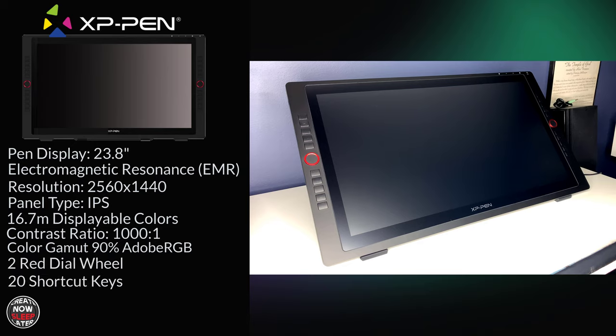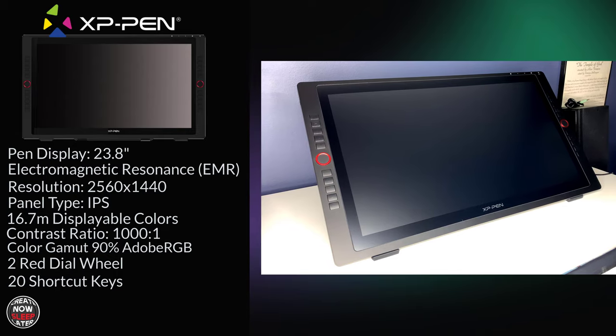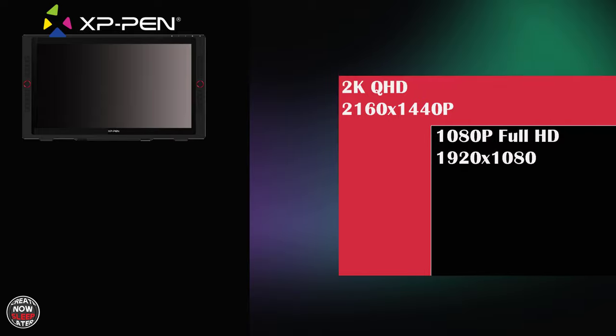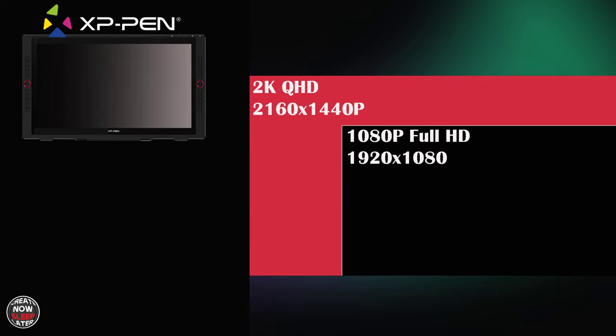Finally, it features a combined 20 shortcut keys, which is really 10 on each side, plus an assignable red dial also on each side for left-handed or right-handed use. Now, the increase in resolution does a couple of things. Number one, obviously, it's going to be a lot clearer, a lot crisper image. On a 24-inch display like this, it's sort of a must-have as opposed to nice-to-have.